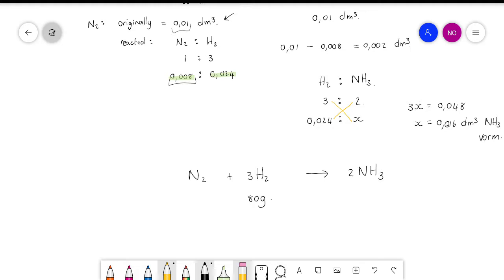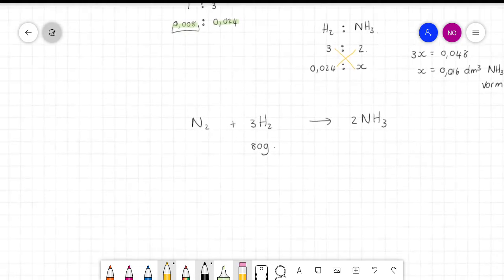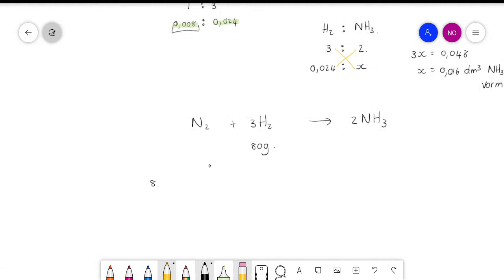They say calculate the number of moles of hydrogen gas that reacted. So for that, we're just going to say in this reaction, moles is equal to mass divided by molar mass.